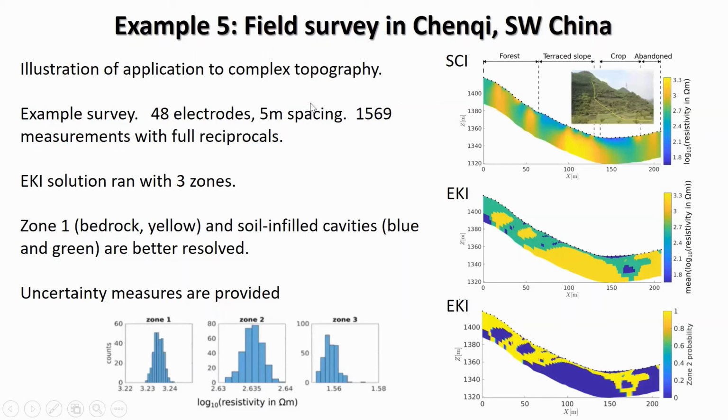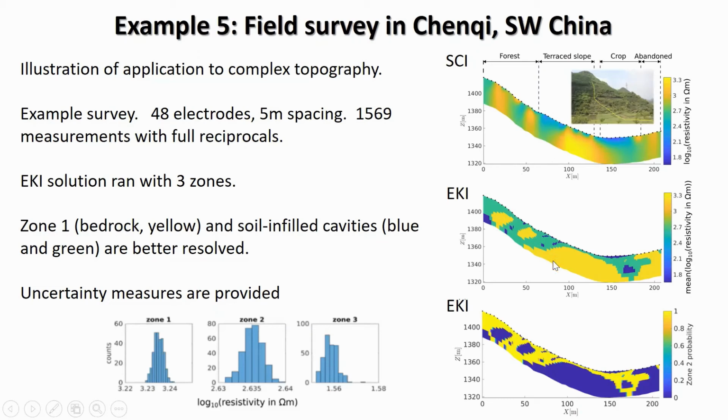So this is a 48 electrode survey that I'm showing here, 5 meter spacing. And when we run a smoothest constrained inversion, we get this variation in resistivity. And when we run the ensemble Kalman inversion, we get a similar pattern, as you would expect, but it allows us to actually see some demarcation of zones within there.